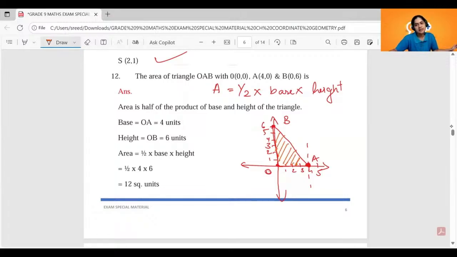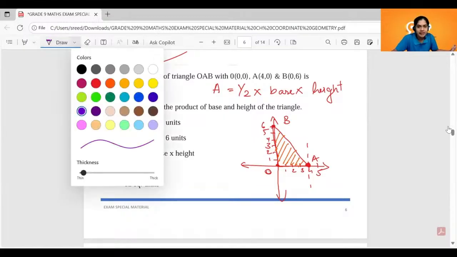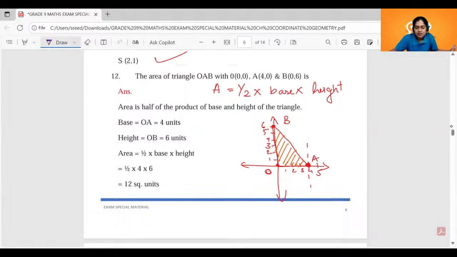So we need to find the area of the triangle, right? It's half into base into height. So our job is now very easy. This is a right angled triangle, right? See here, it's 90 degrees, correct? Because in a coordinate system, in the Cartesian plane, the axes are at 90 degrees. So this is a 90-degree angle.